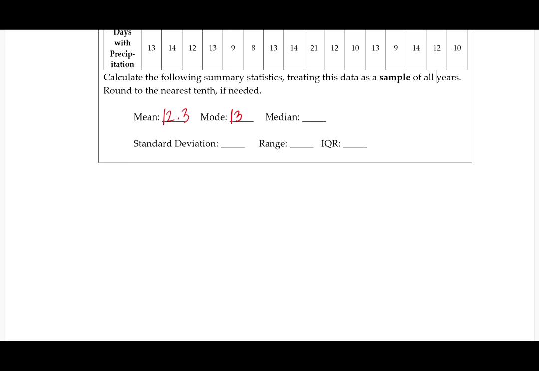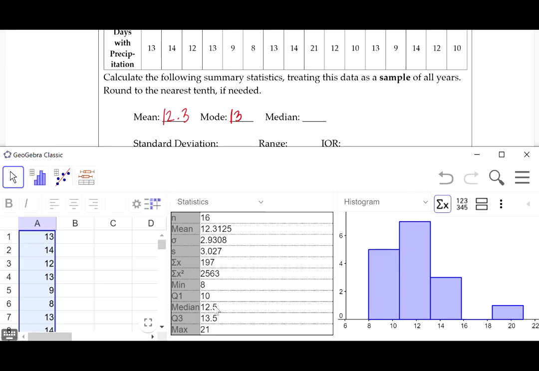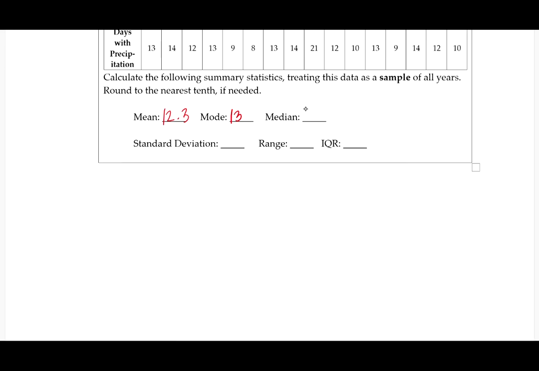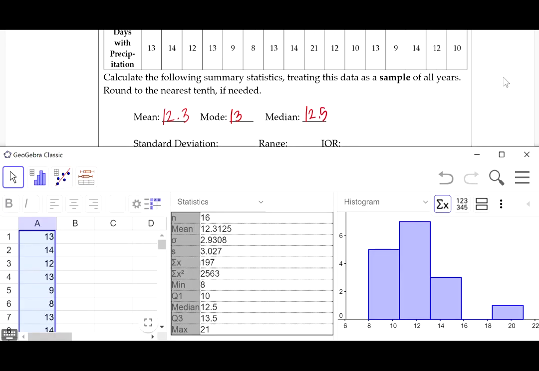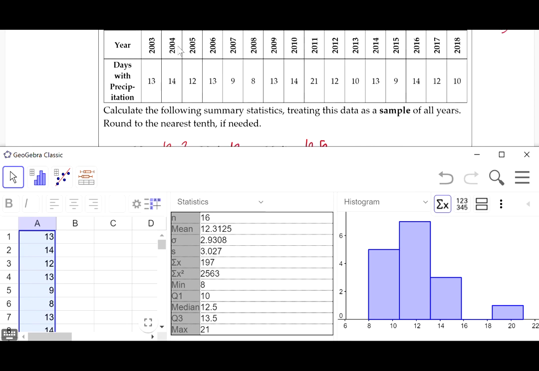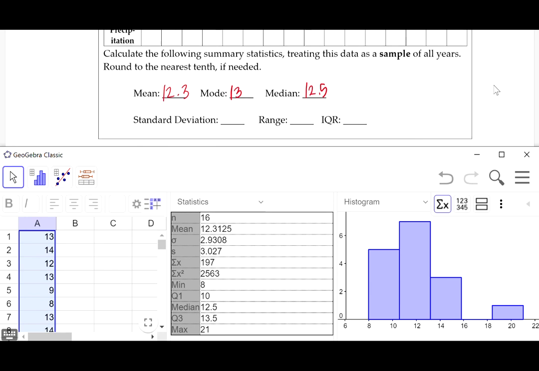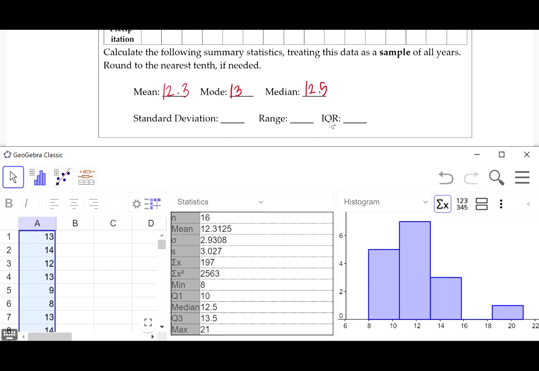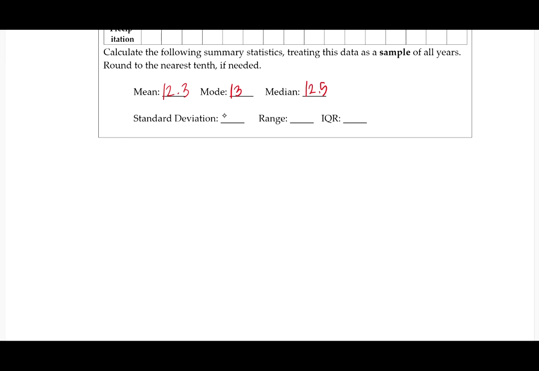The median is given by GeoGebra. You can see it here, 12.5. The standard deviation, because we are being told to treat this data as a sample. Now, these are the consecutive years from 2003 to 2018, so it's not likely a random sample. But since we're told to treat it as a sample, we use the value for S, which is 3.0, rounded to the nearest tenth.